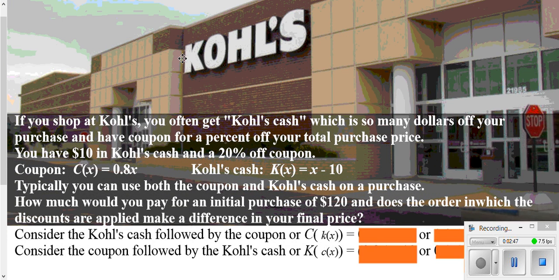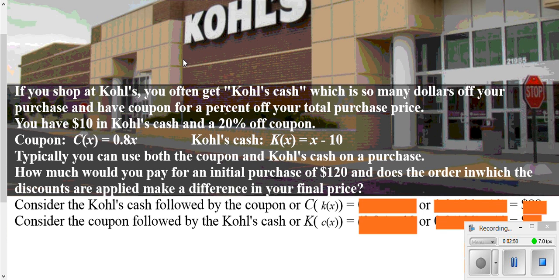Now, if you have ever shopped at Kohl's, it's common for you to get Kohl's Cash, which is so many dollars you can take off your purchase. And it's also common for you to have a coupon of a percentage that you can take off. In this situation, we're going to have $10 in Kohl's Cash, and we're going to have a 20% off coupon. So our coupon function is going to be our coupon times whatever our price is. Now, our coupon is 20% off. You're getting rid of 20% you don't have to pay. That leaves you 80% to pay. So that's why it's 0.8 times your price.